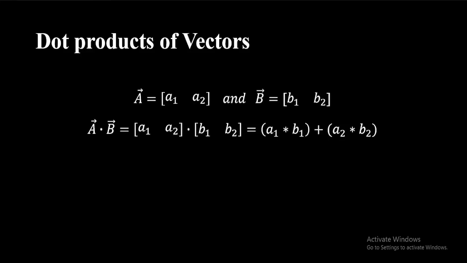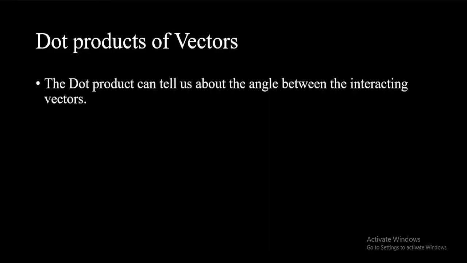It tells us about the angle between two interacting vectors and is closely related to the cosine law. The dot product of vector A and B is given by substituting numbers in place of letters yields. We can interpret the results of the dot product operations in the following manner. The dot product can tell us about the angle between the interacting vectors.